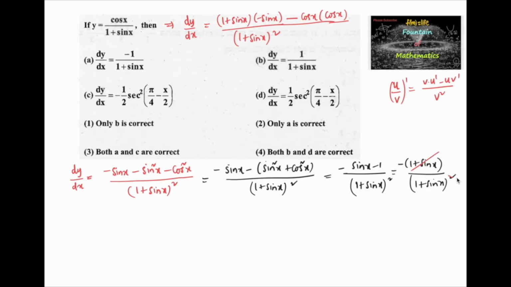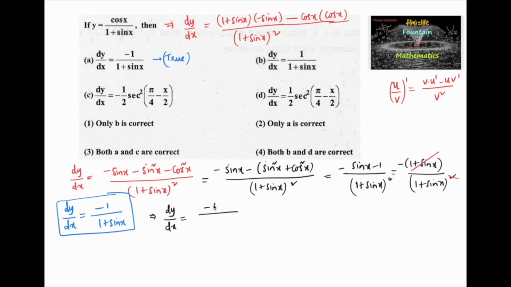So upon simplification, we will be getting dy by dx is equal to minus 1 upon 1 plus sin x. So which is our option 1. Option A is correct. And let us also simplify, dy by dx is equal to minus 1 divided by, and we know that 1 plus sin x we can write as sin square x by 2 plus cos square x by 2, and sin x we can write as 2 sin x by 2 cos x by 2. That is sin x by 2 plus cos x by 2 whole square.